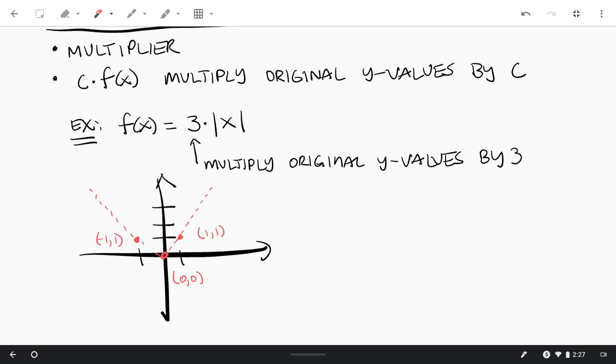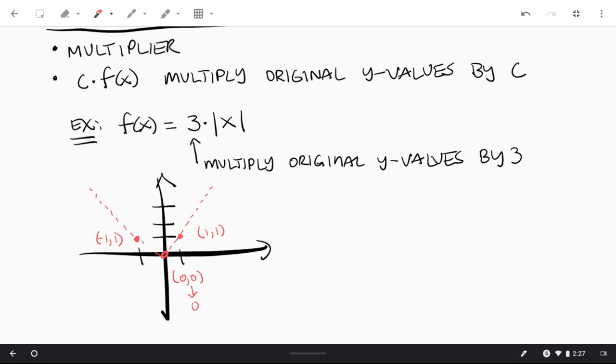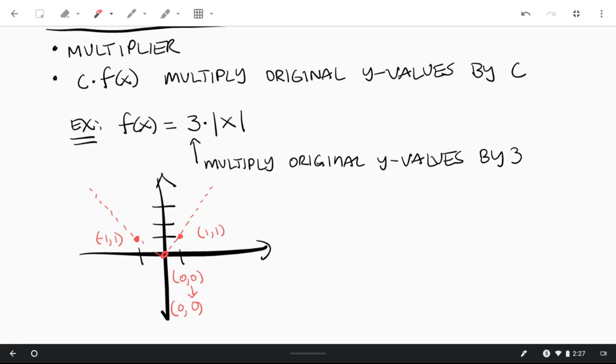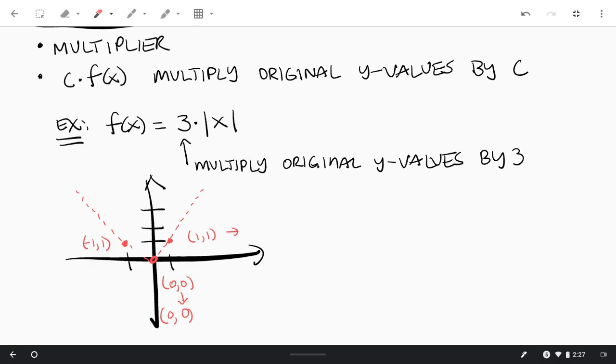Okay, so if I'm going to multiply the original y values by 3, then this one here becomes 0. 0 times 3 is 0. Okay, so this is going to be my new point, which is actually the same point. This one, if I multiply the y value 1 by 3, I get 3, right? Just bring that one over.